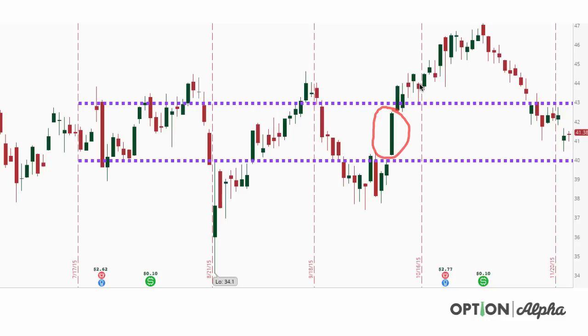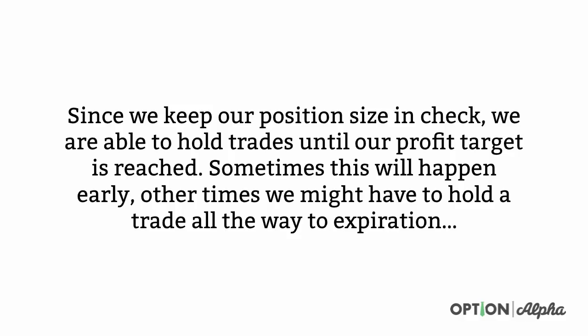We have to automate this process so that we remove ourselves as emotional traders and investors from the process, so that whenever it happens in that expiration cycle or that month, we're out of the trade immediately. Another reason why I like to do this is because then I don't have to watch and manage my positions throughout the month. Since we're keeping our position size in check, we can hold these trades until our profit target is reached.